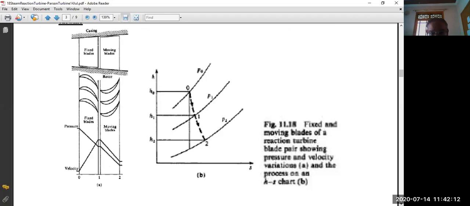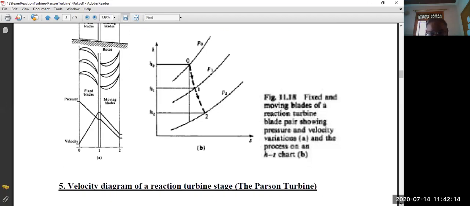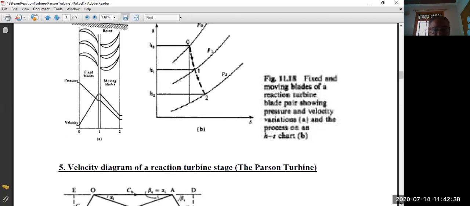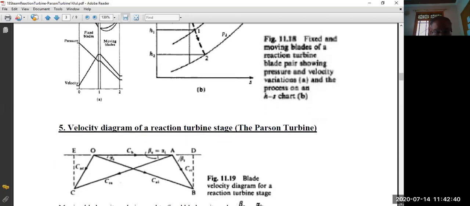So on the HS diagram, you can see this, how you can define from here the degree of reaction. So H1 minus H2 can be calculated from here, and H0 minus H2 can be calculated also from here, determined from this diagram, actual and ideal both. So with the help of this diagram, we can always define the efficiency of a turbine.